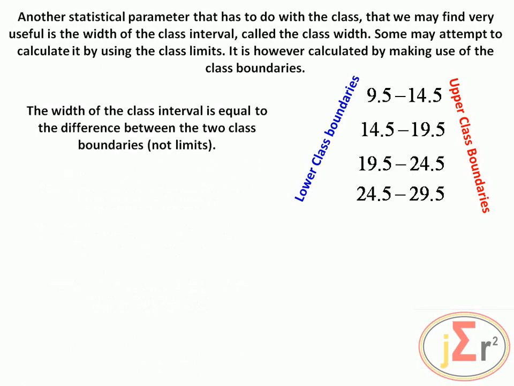The width of the class interval is equal to the difference between the two class boundaries, not the limits. So we take any two, subtract one from the other, and we get 5. The width of the class interval is 5.